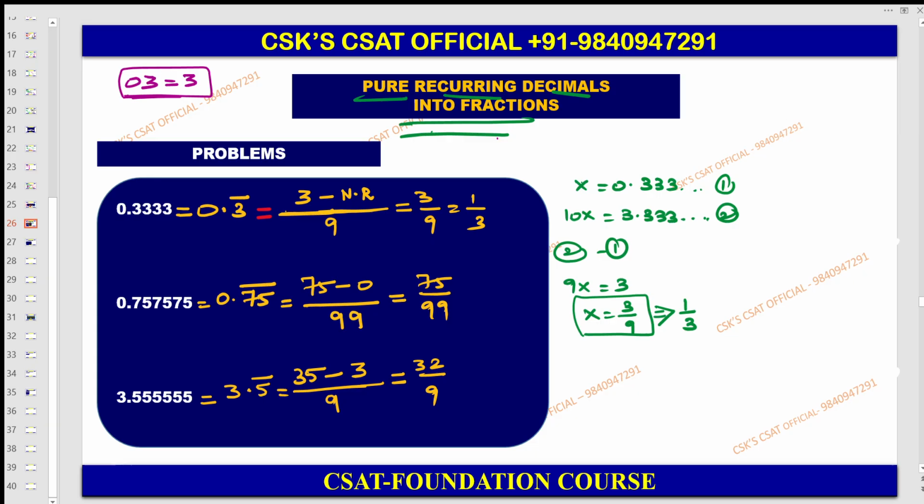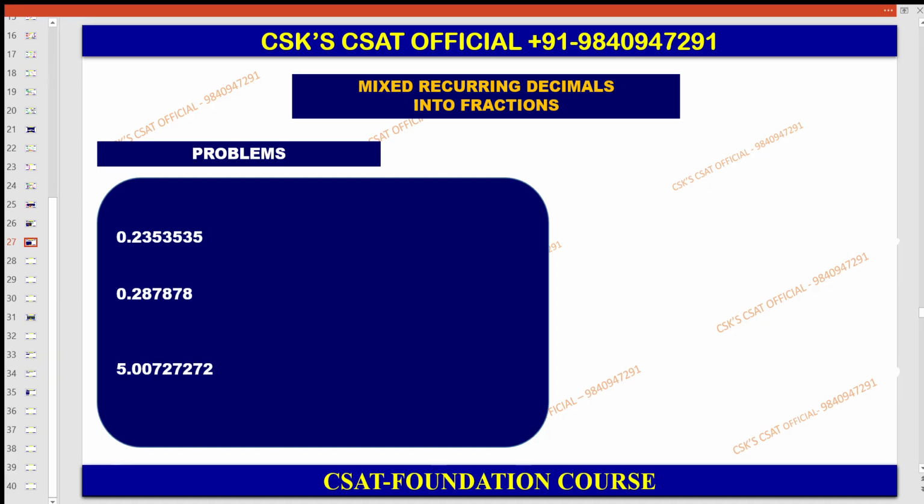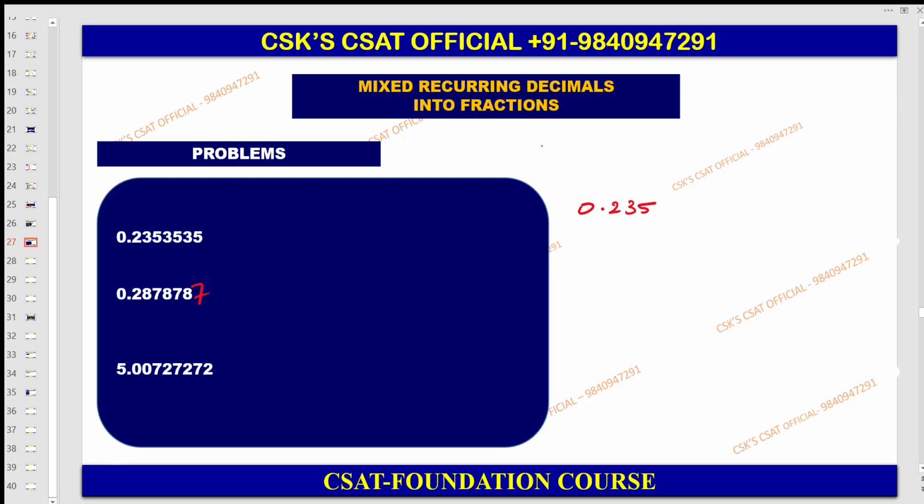Okay. So next one here is a mixed recurring. So here, understand the concept of a mixed recurring. Now listen. After a decimal point, some places do not recur. After that, all the places get recurring, by a single digit, maybe a double digit, not an issue.